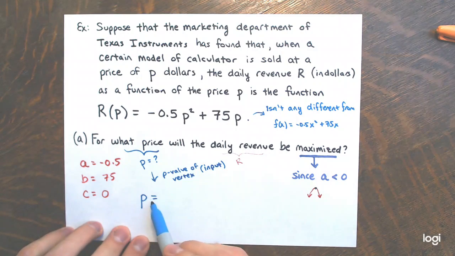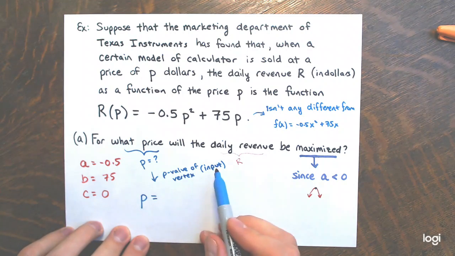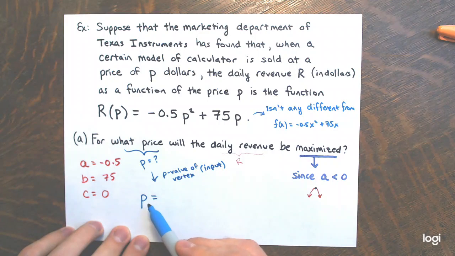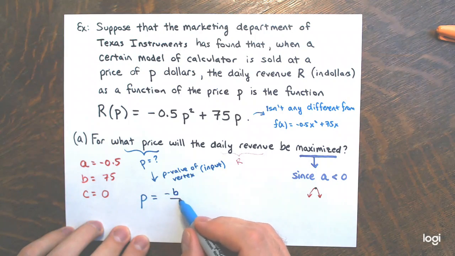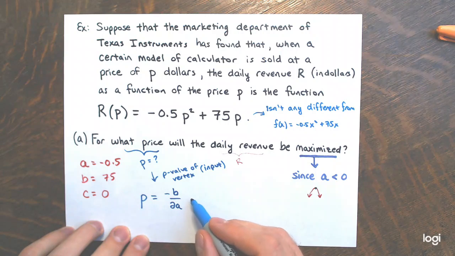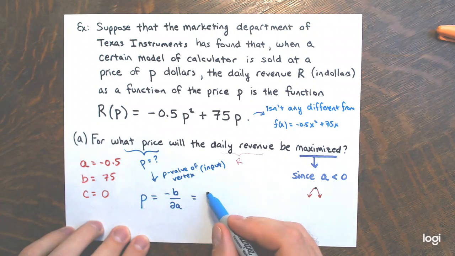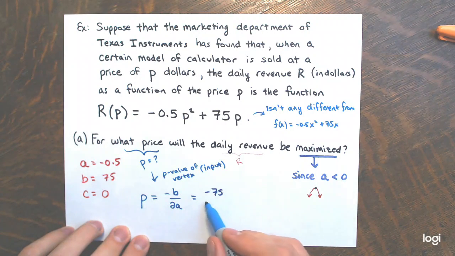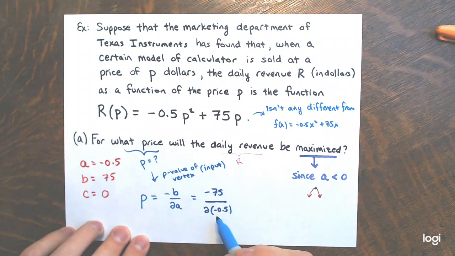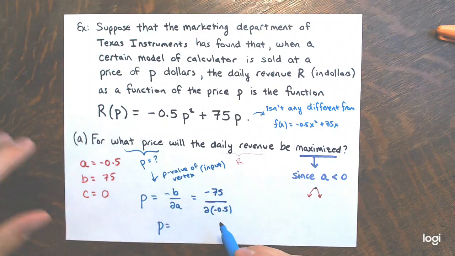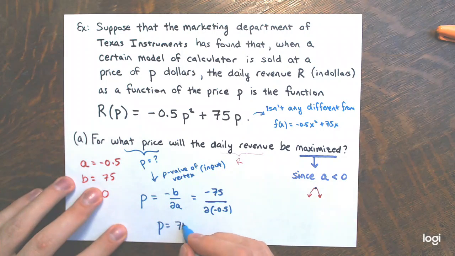So remember how to find that, right? How to find that input value, that x value, or p value in this case instead of x. You take the opposite of b over 2a, right? So the opposite of b, that's negative 75 divided by 2 times a, which is 2 times negative 0.5. So p equals negative 75 over 2 times negative 1/2, that'd be negative 1. Negative 75 divided by negative 1 is just positive 75.